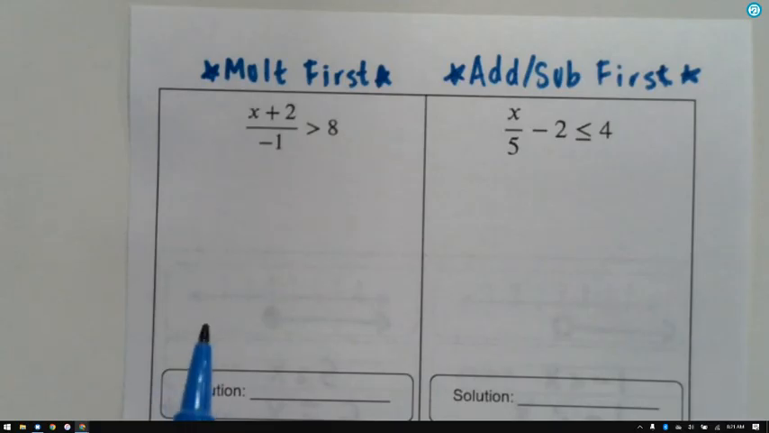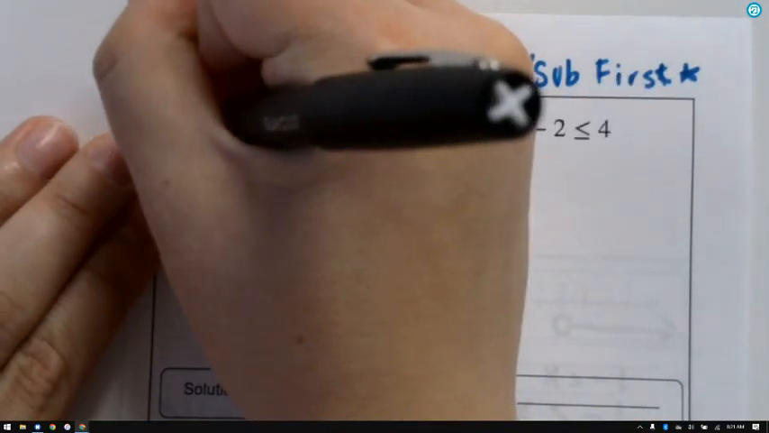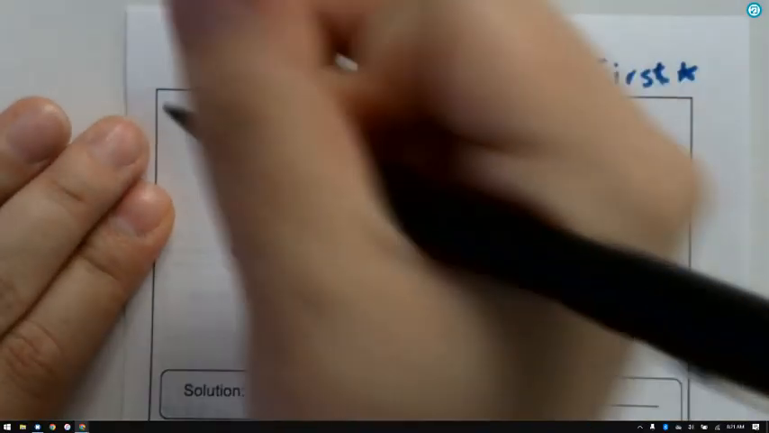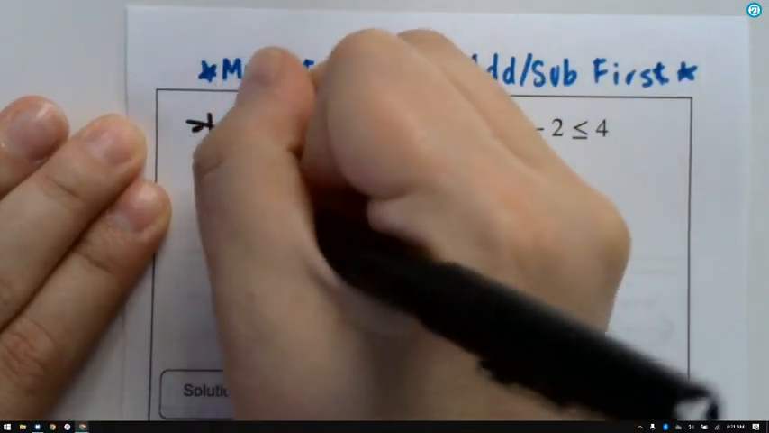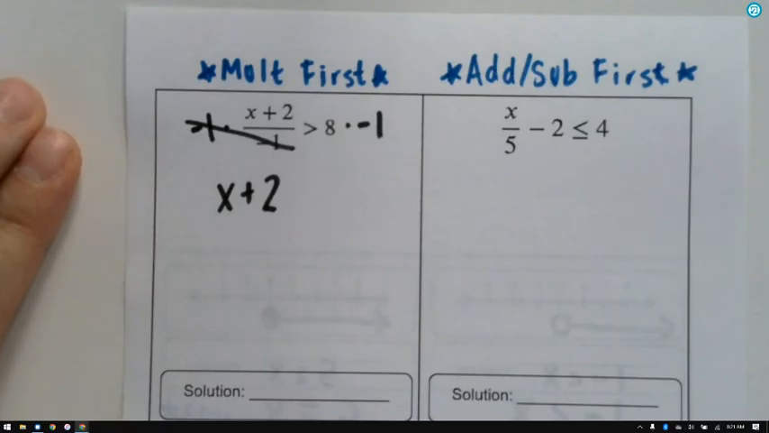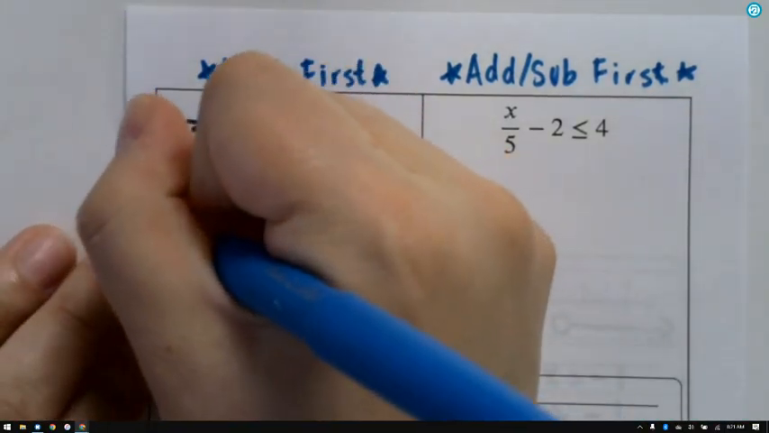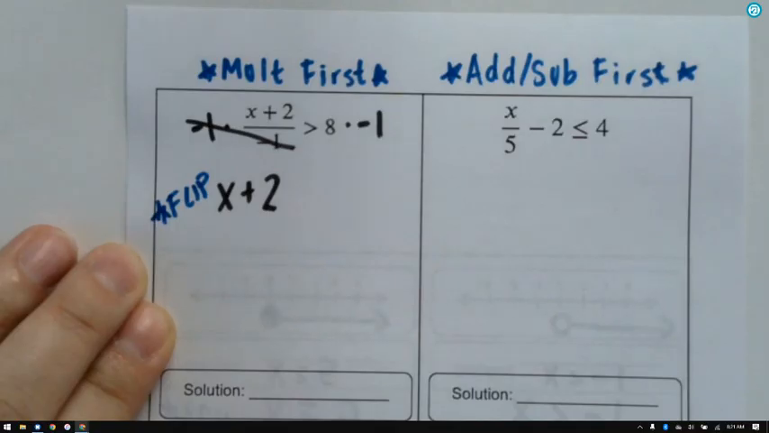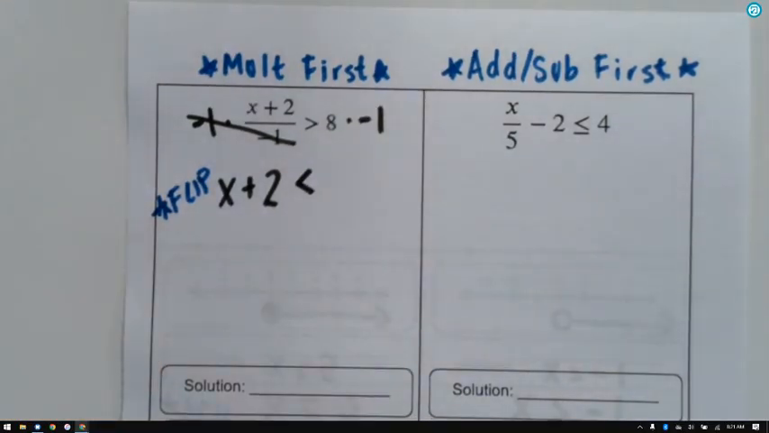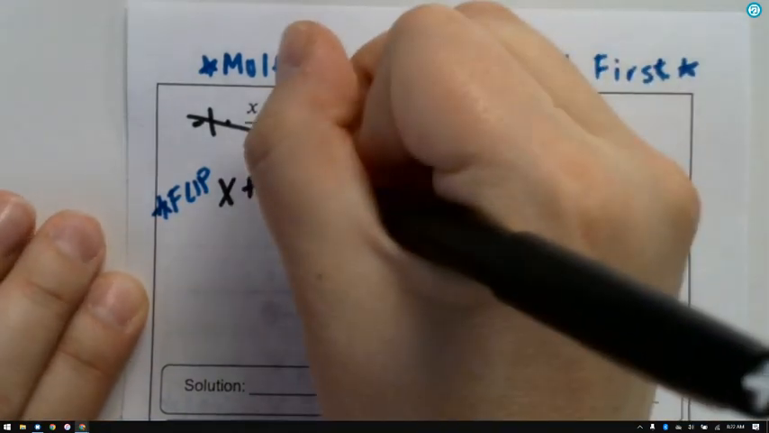So in this problem on the left here, everything is getting divided by -1. So our first step is that we need to multiply both sides of our equation by -1. On the left side, multiplying by -1 cancels those out. So I just have x plus 2. Because I multiplied by a negative, I need to flip my sign. So now, instead of a greater than sign, I need a less than sign. I misspoke. So 8 times -1 is -8.